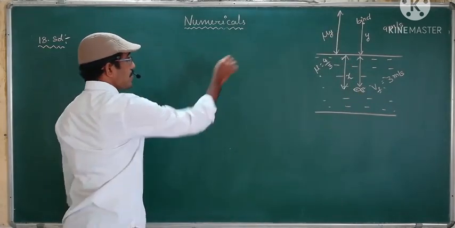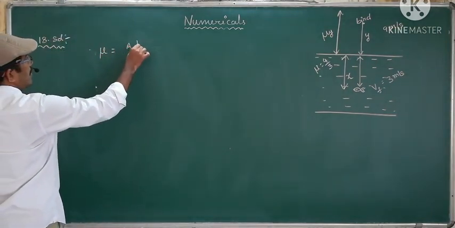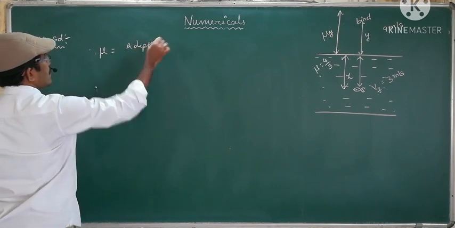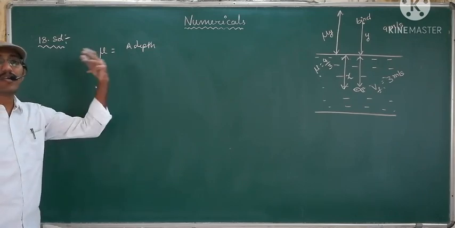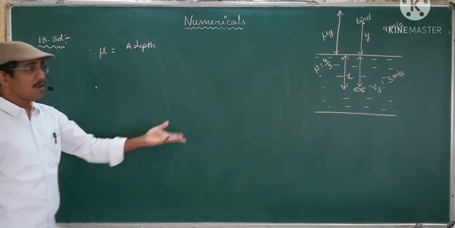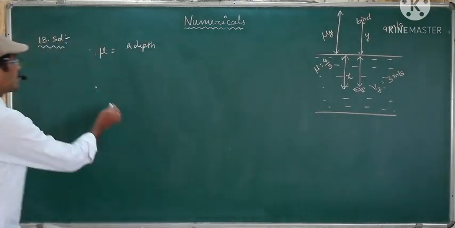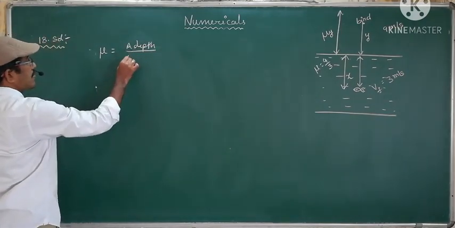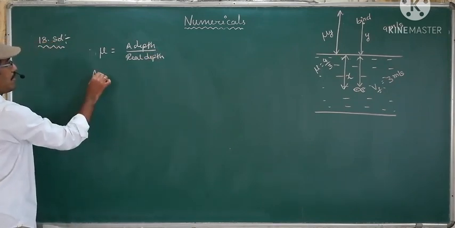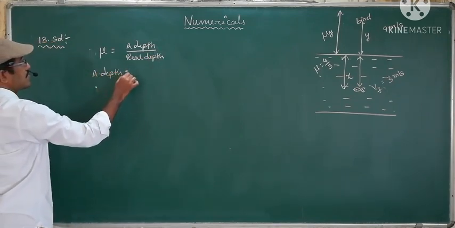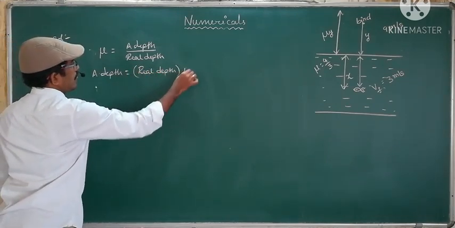Okay, so for this, how did we get mu y? Here refractive index is equal to apparent depth by real depth, but earlier I took real depth by apparent depth, when the object is in the denser medium and is viewed from the rarer medium. Now it is the reverse: the object is in the rarer medium and we are seeing from the denser medium. So refractive index mu is equal to apparent depth divided by real depth. So apparent depth is equal to real depth into refractive index.